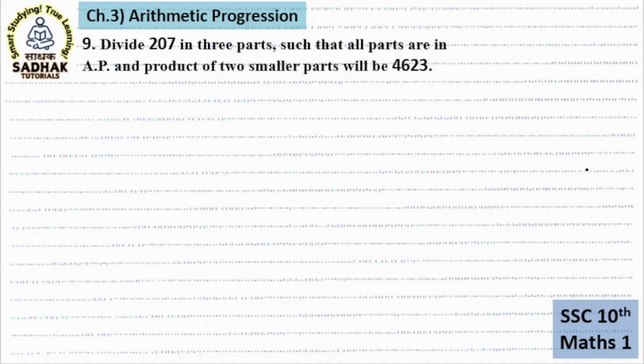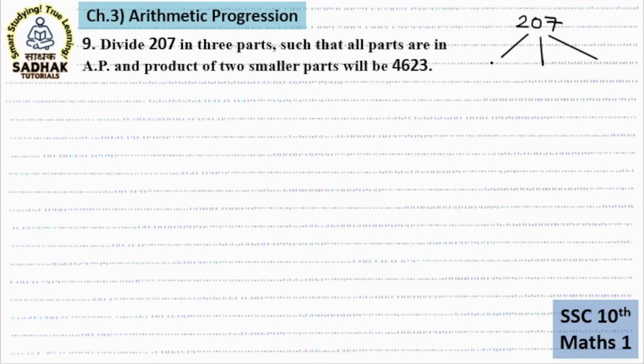Okay, now we are solving sum number 9 from the problem set of chapter 3, arithmetic progression. Divide 207 into 3 parts such that all parts are in AP, and the product of the two smaller parts will be 4623. Fine. So what information are they giving us? They are saying that we have to divide the number 207 into 3 parts. These 3 parts should be such that they are in AP.